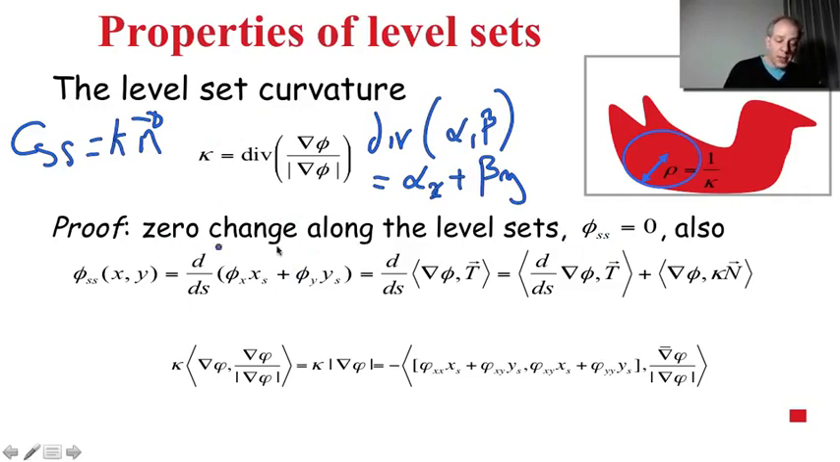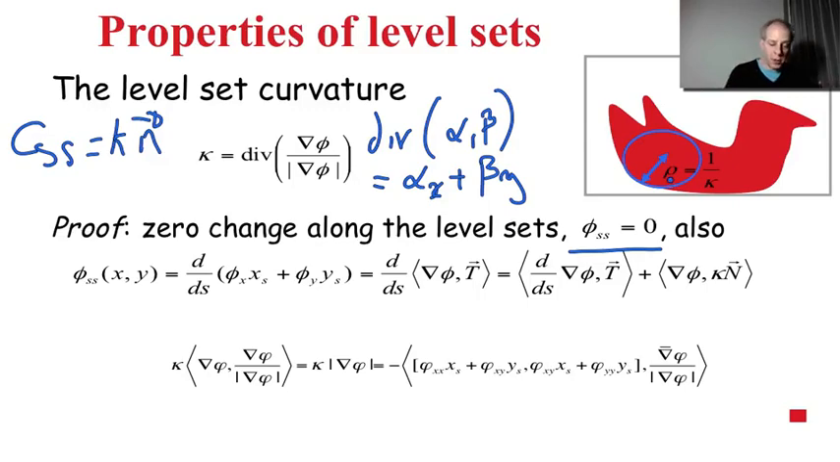So now we are still going along the zero level set. So we still have this relationship and let's just exploit it now. We're going to compute the second derivative of phi along the curve with arc length. We just computed the first one in the previous slide when we were computing the normal.